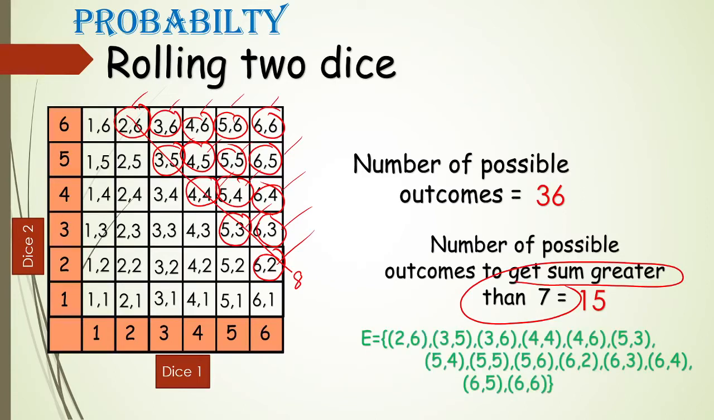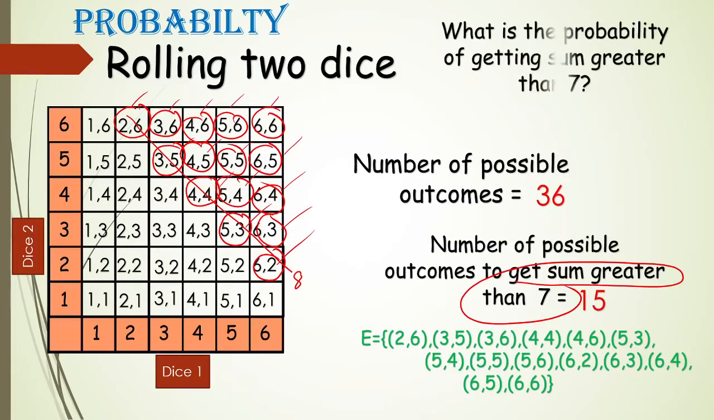Those are the favorable outcomes. We have already encircled that. So what is the probability of getting a sum greater than 7? Okay, how did you get that? The probability is simply 15 over 36. Reduce that. Divide both numbers by 3. You'll get 5 over 12 for that.